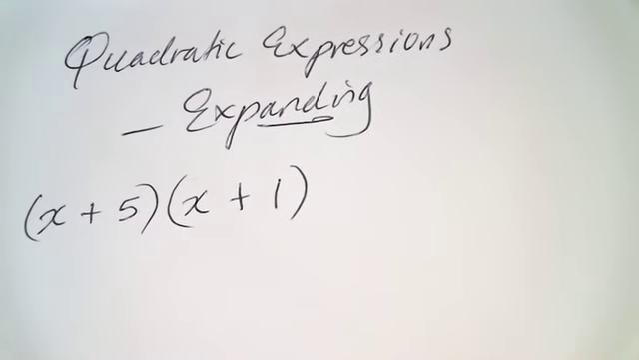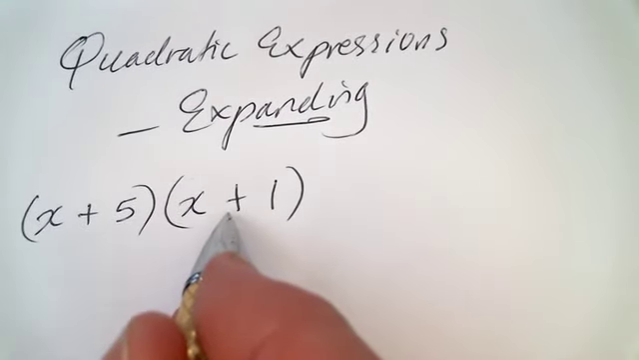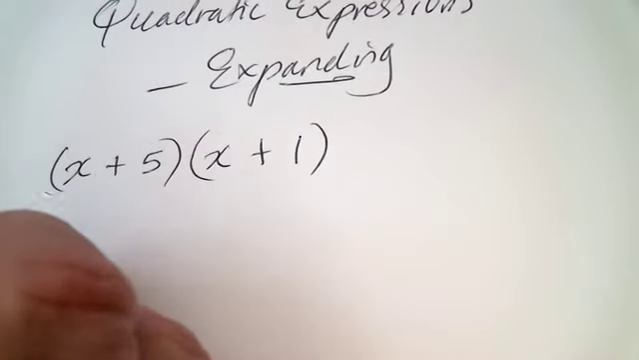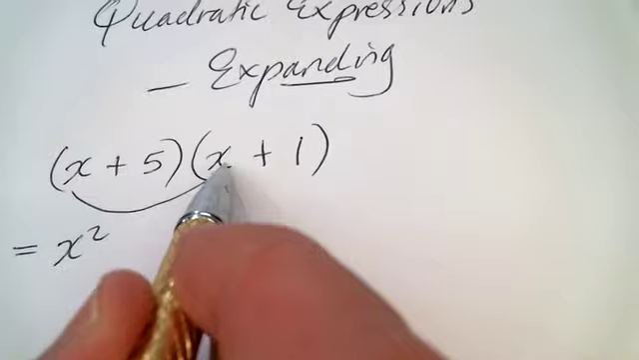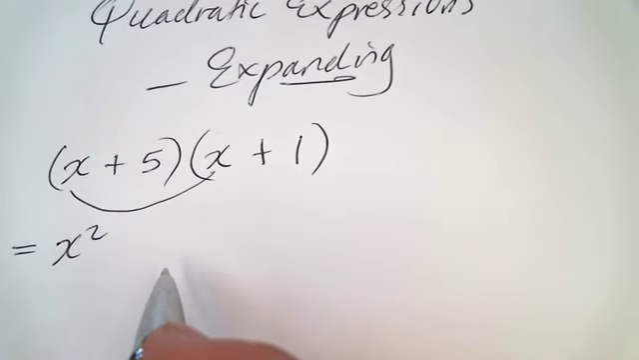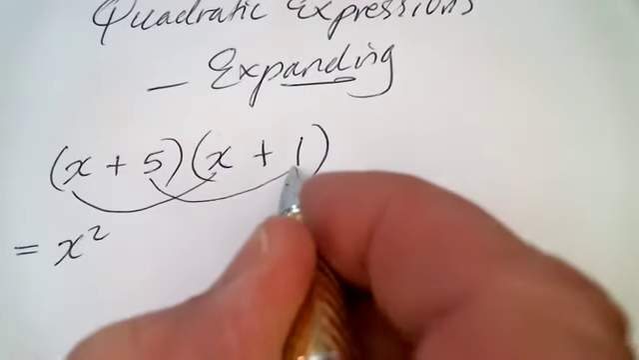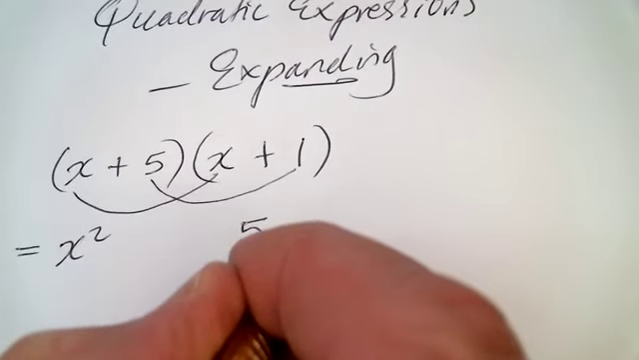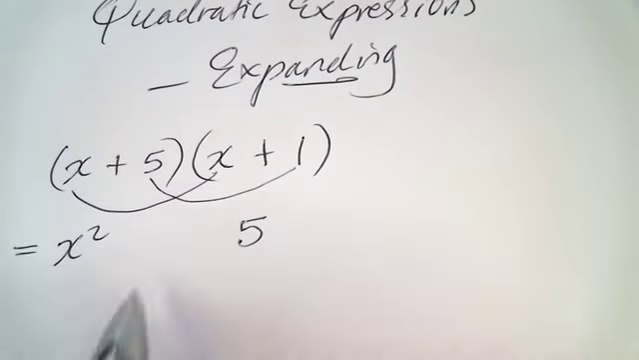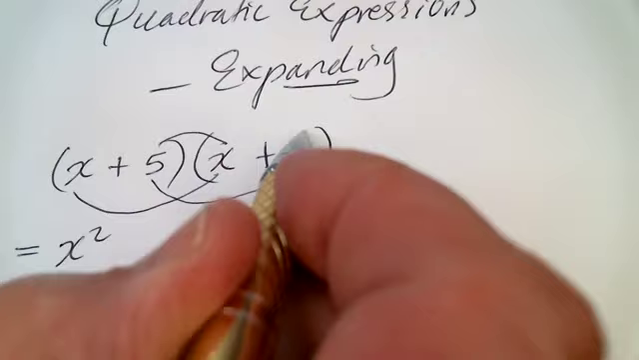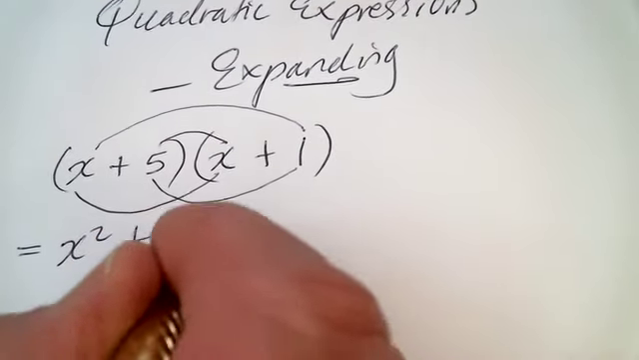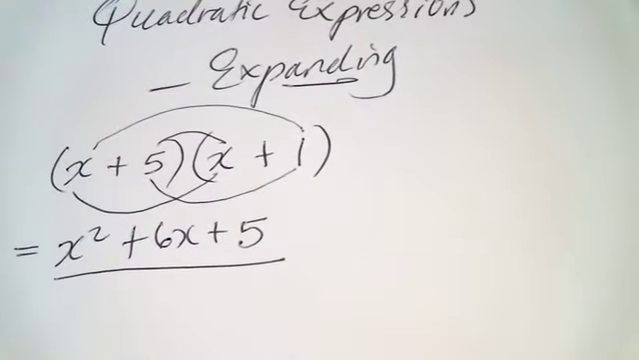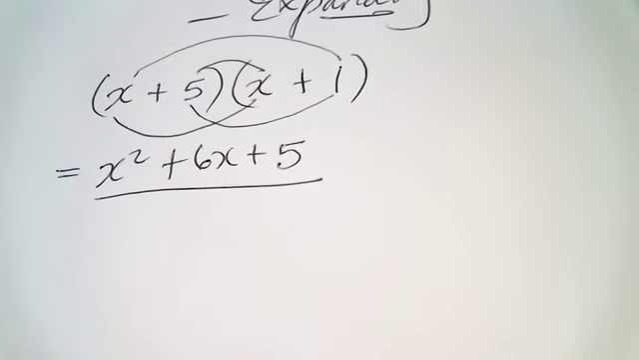So I'm going to multiply these out. I'm going to multiply each term by every other term. So we've got x times x is x squared. So I do these first ones first. Doesn't matter which order you do them in. Now I'm going to do the last two. 5 times 1 is 5. Now I'm going to do the two middle terms. I've got 5 lots of x plus 1 lot of x. And that comes to 6 lots of x. And there's my answer.